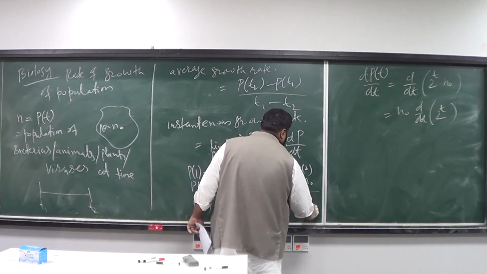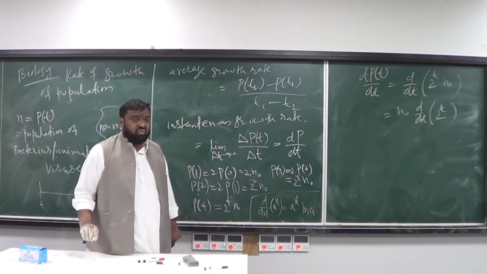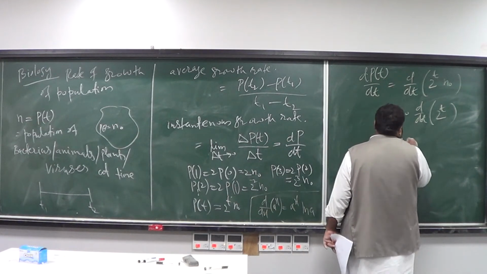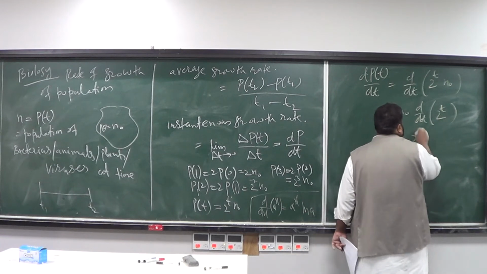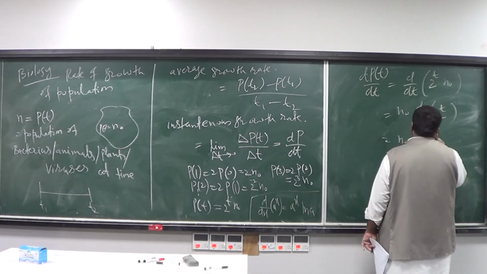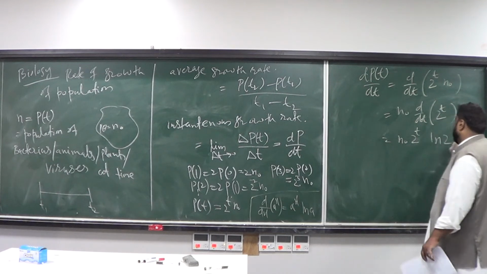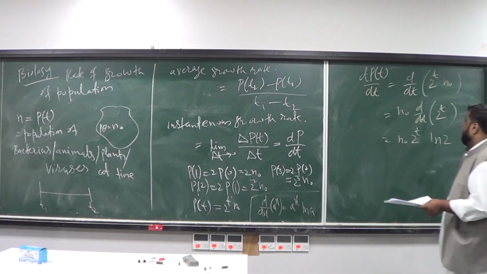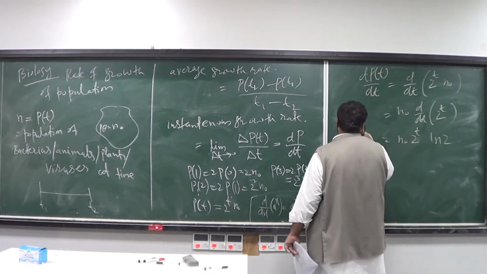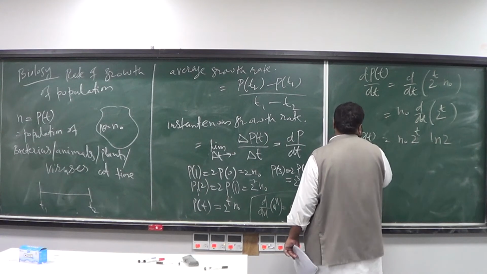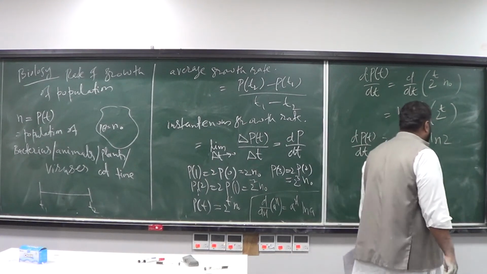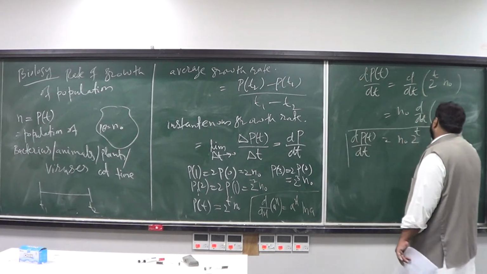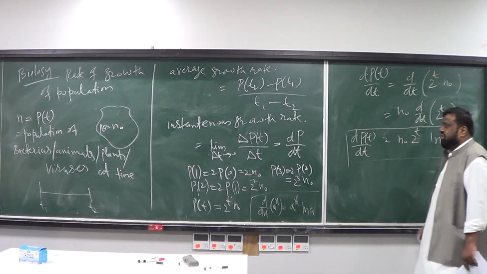x times the log of a. This is what is going to be really the formula. So this is going to be n naught times 2 to the t times log 2 actually. This would be really the population. This is the rate at which the population is changing.